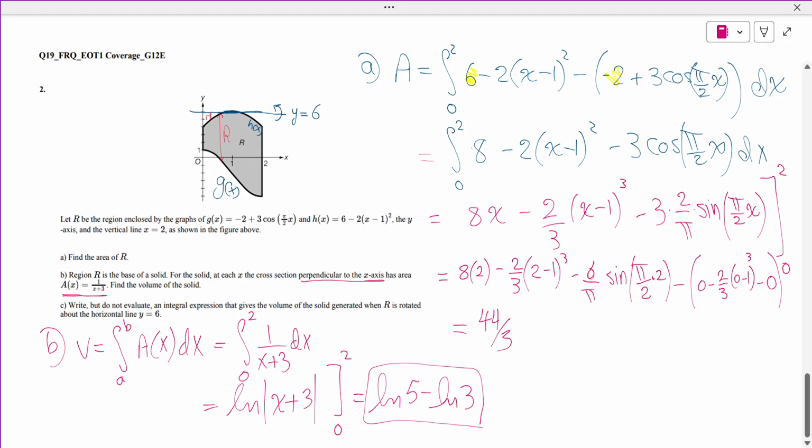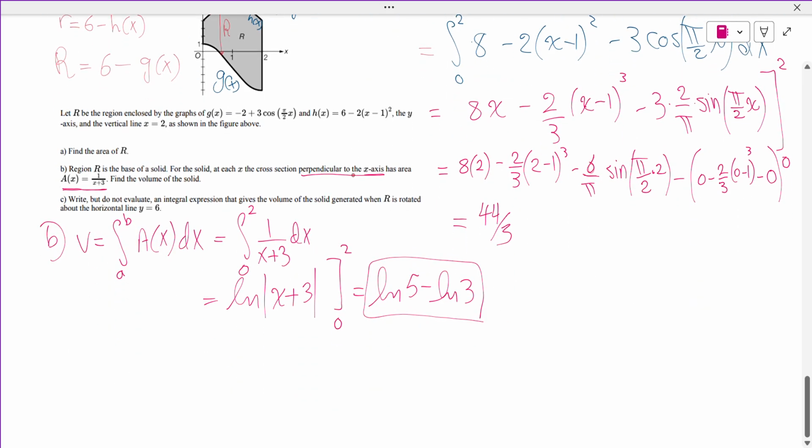Here we can say that the smaller radius is the difference between h of x and the line y equals 6. So we can say it's 6 minus h of x. This is the inner radius or the smaller radius. It's only the difference between the axis y equals 6 and h of x. And the bigger radius will be the distance from 6, which is the axis of rotation, to g of x. So 6 minus g of x.